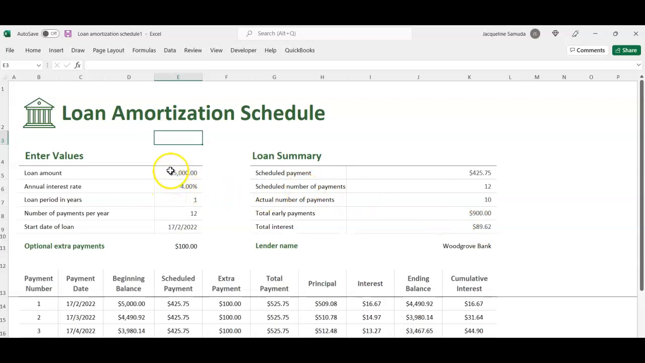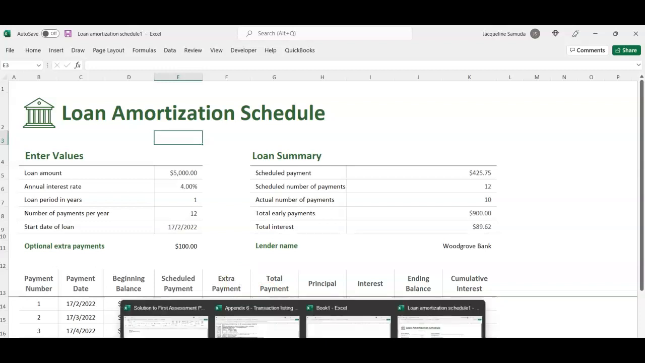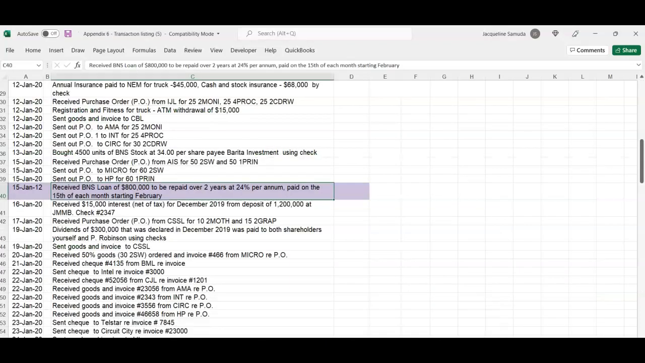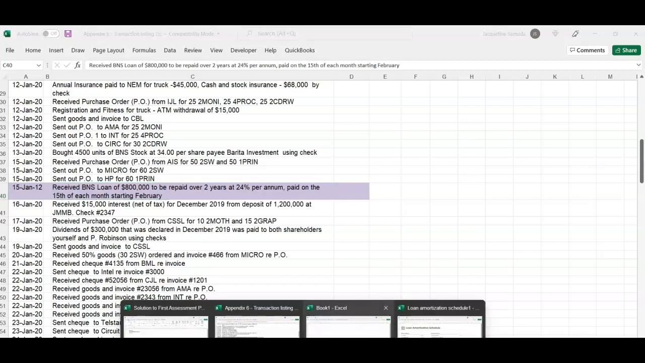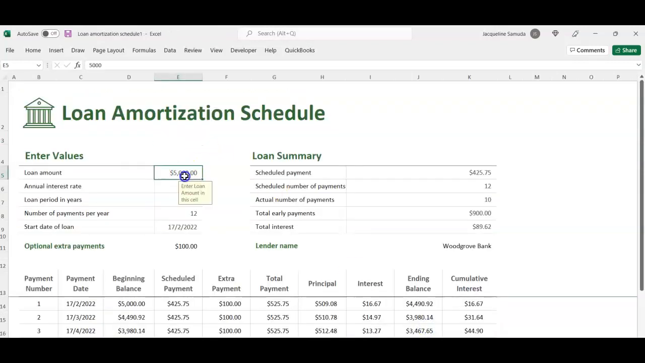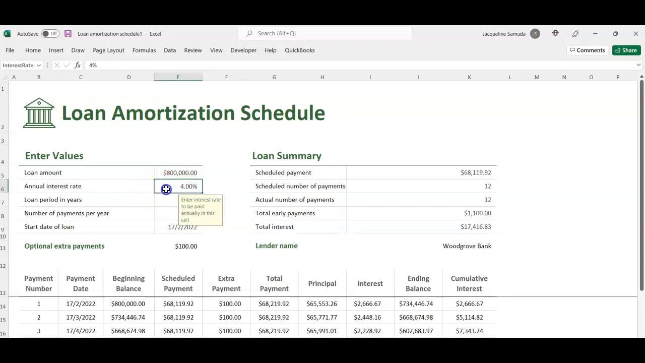So let's run this for the transaction for the 15th. Let's go back to our Excel sheet, Appendix 6, and take up the details. We have the principal for the loan is $800,000. It will be over a 2-year period, and the interest rate is 24%. So let's go back now into the amortization schedule and put in that information. Now the loan amount is $800,000. I didn't bother to put in any cents or commas. The system does that for me.